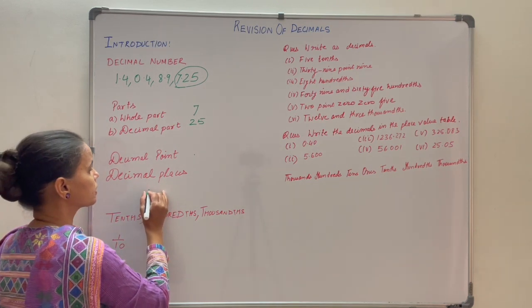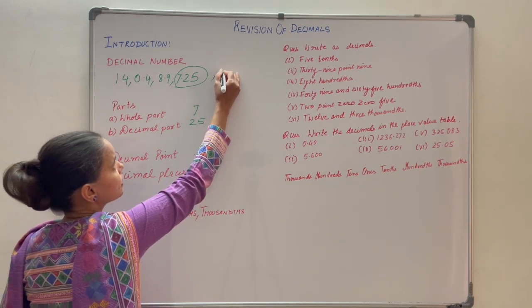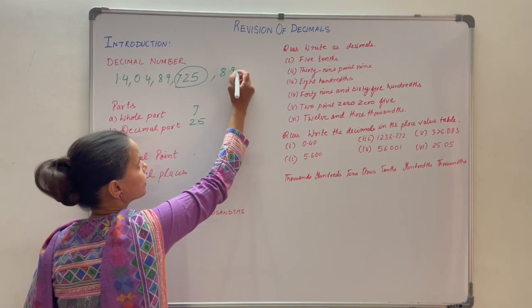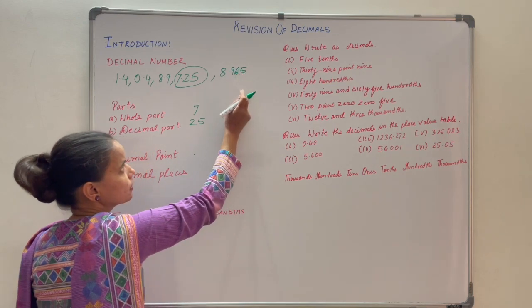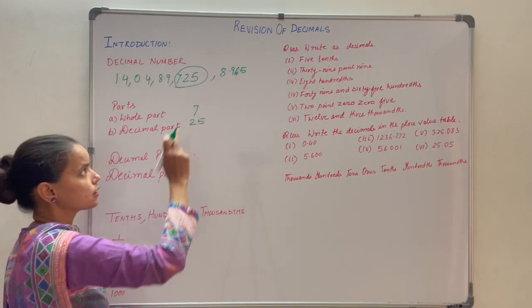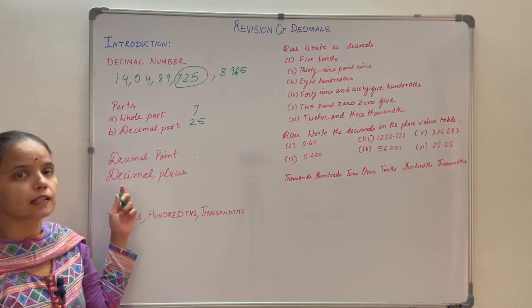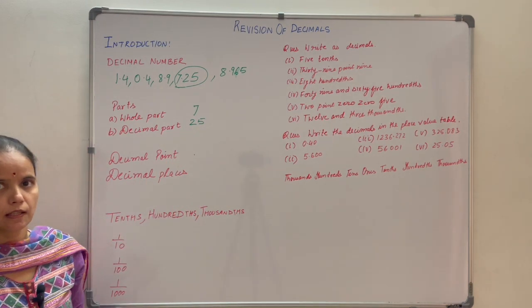If, say, it is 8.9, or 8.965, there are 3 digits. So it is up to 3 decimal places. So the number of digits decides the decimal places.